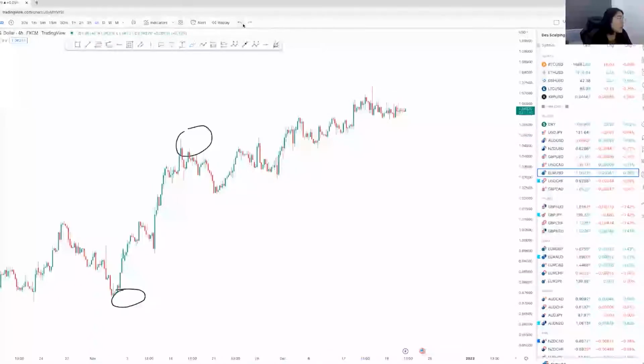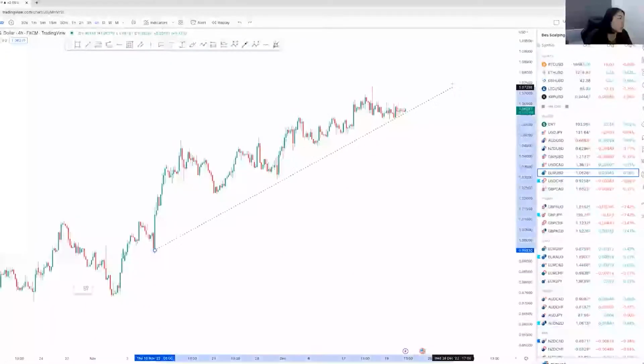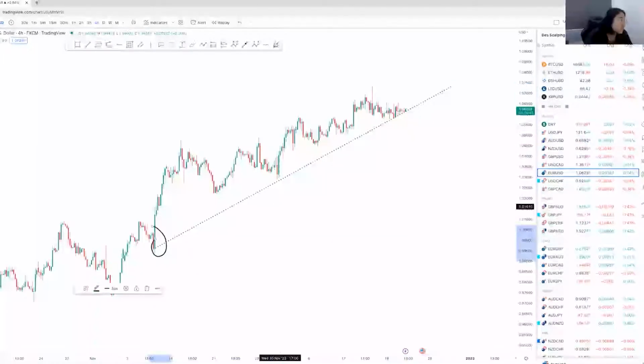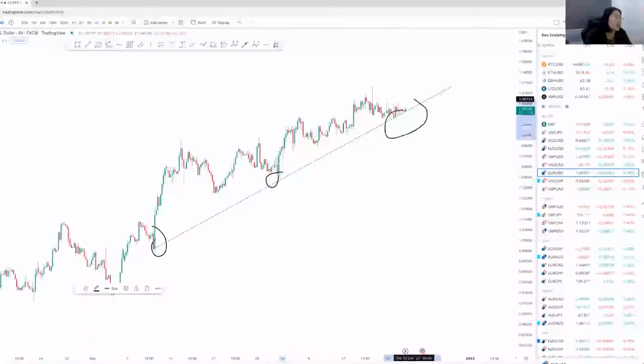Once I have identified whether it is uptrend or downtrend, I can now draw my channel or my trend line. So I'm going to try to draw a trend line. Remember, a trend line, 3 touches. This one barely touched, but I will consider it. So one touch, two touch, barely touch, I think we can consider, and this is the third touch where price is at right now.